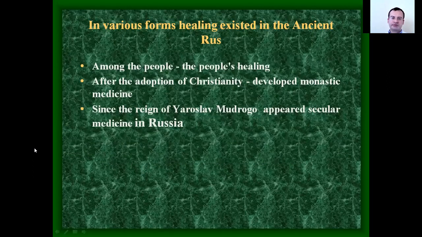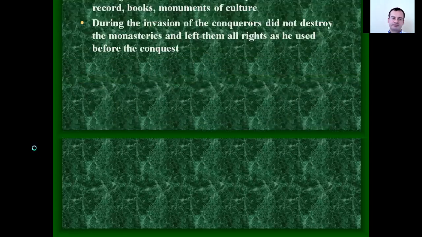In various forms, healing existed in the ancient tribes. Among the people, it was called folk healing. After the adoption of Christianity, monastic medicine developed. Since the reign of Yaroslav the Wise, secular medicine appeared in Russia.